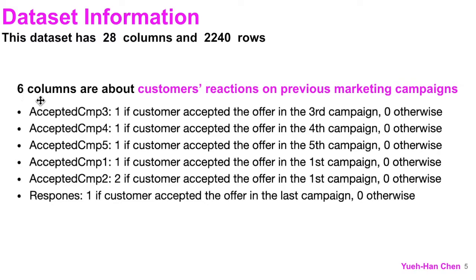Lastly, there are 6 columns about customers' reactions to previous marketing campaigns. For example, accepted campaign 3 means 1 if the customer accepted the offer in the third campaign, 0 otherwise. So we have campaigns 1 to 5. Also, the response column here is the latest campaign. Same idea here: 1 means the customer accepted the offer, and 0 otherwise.